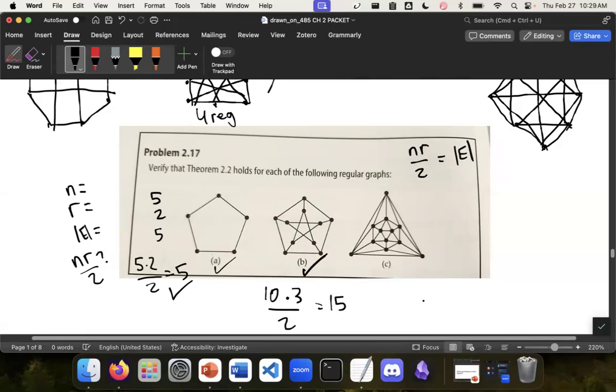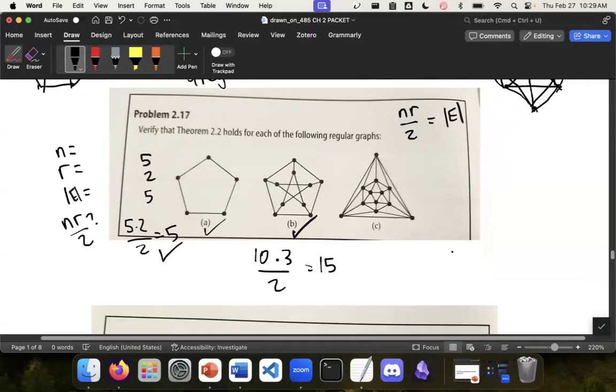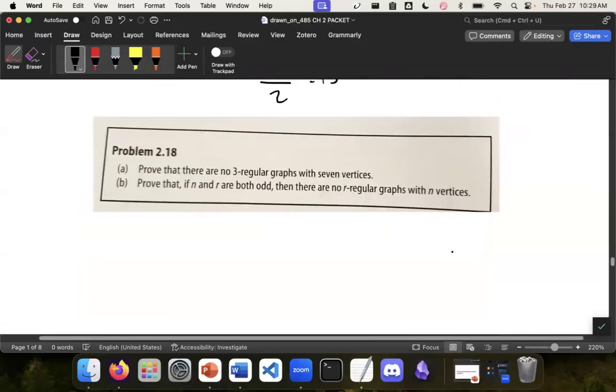And then C is just giving you steadily more complex graphs just to have you prove that this theorem is right. So I'll let you do that one on your own, just to prove to yourself. Okay, problem 18 we'll maybe get to at the end if we've got time.